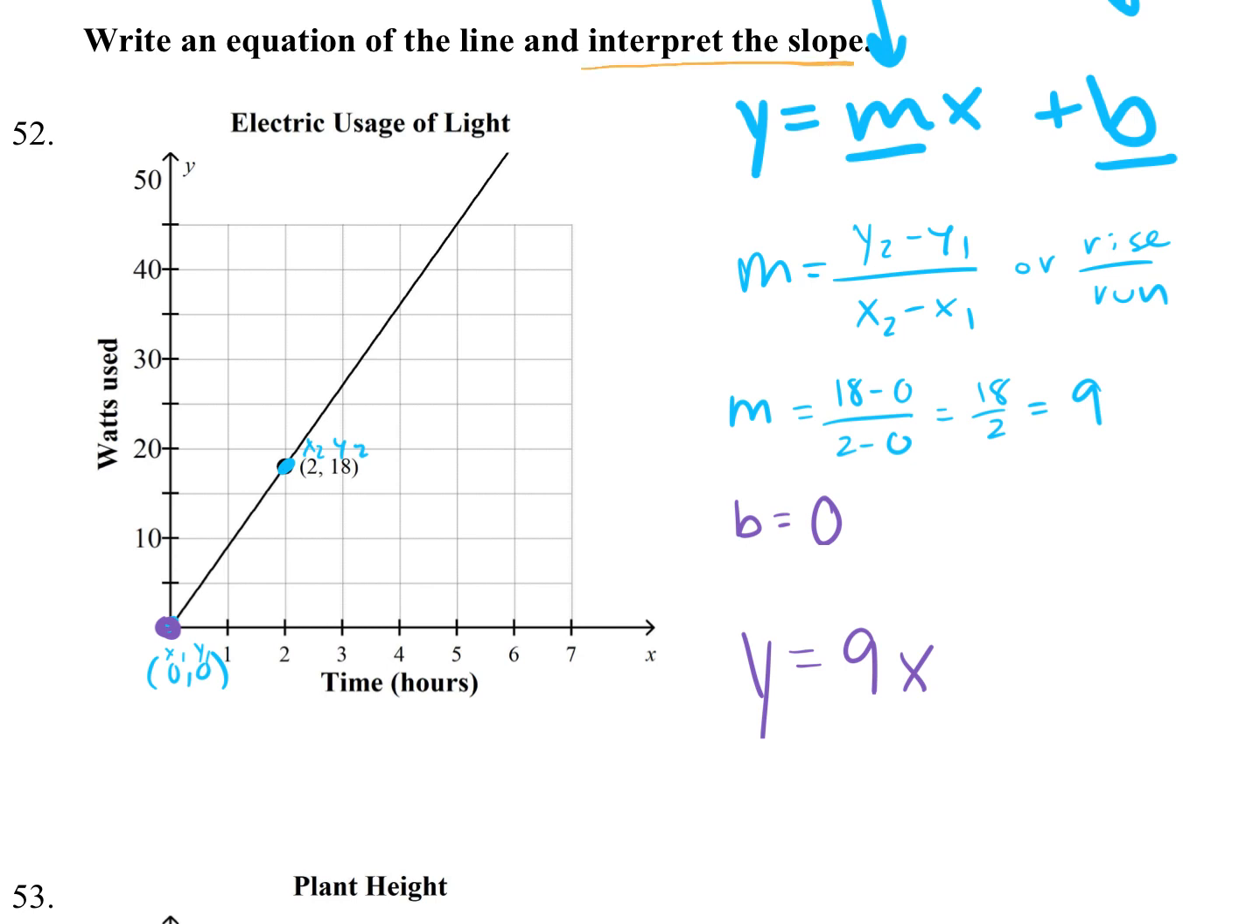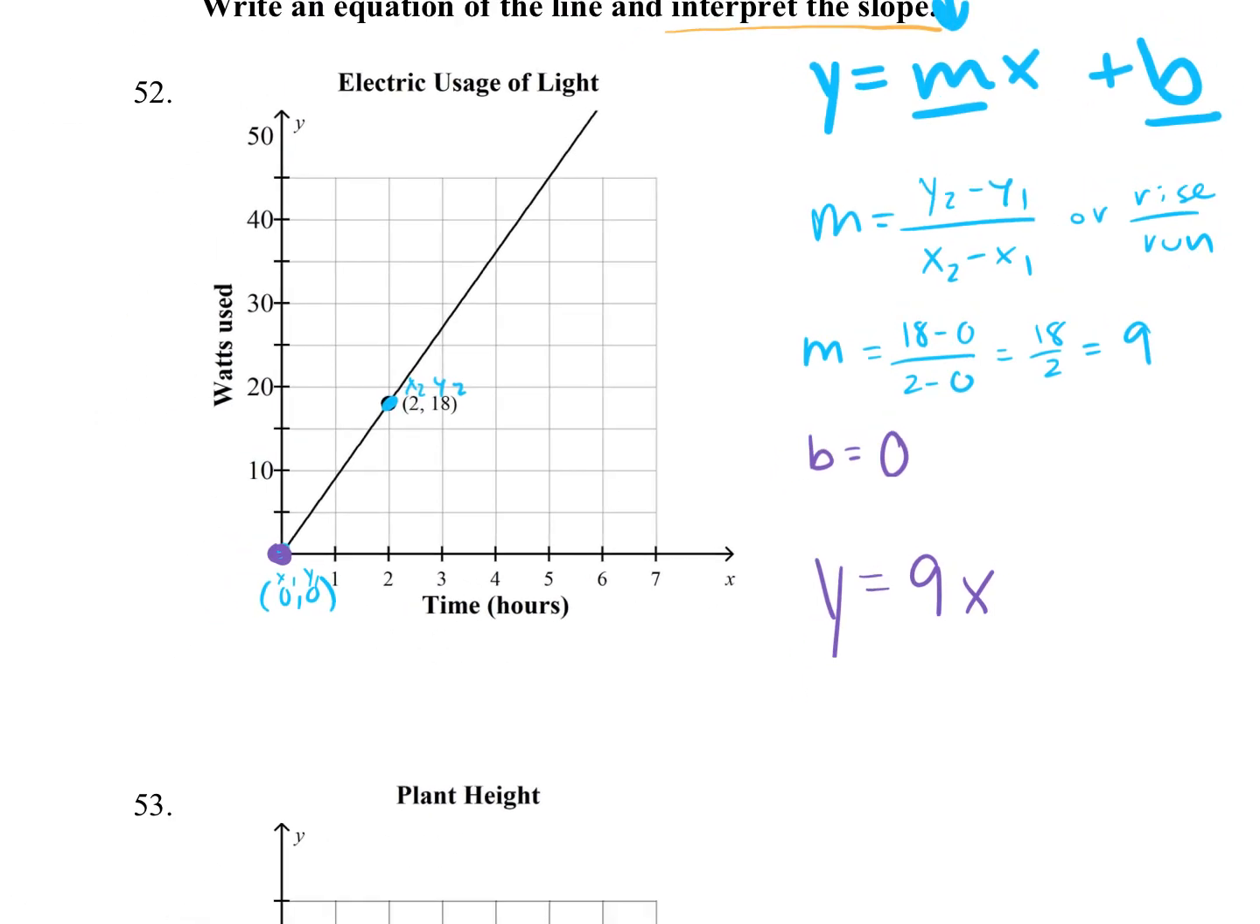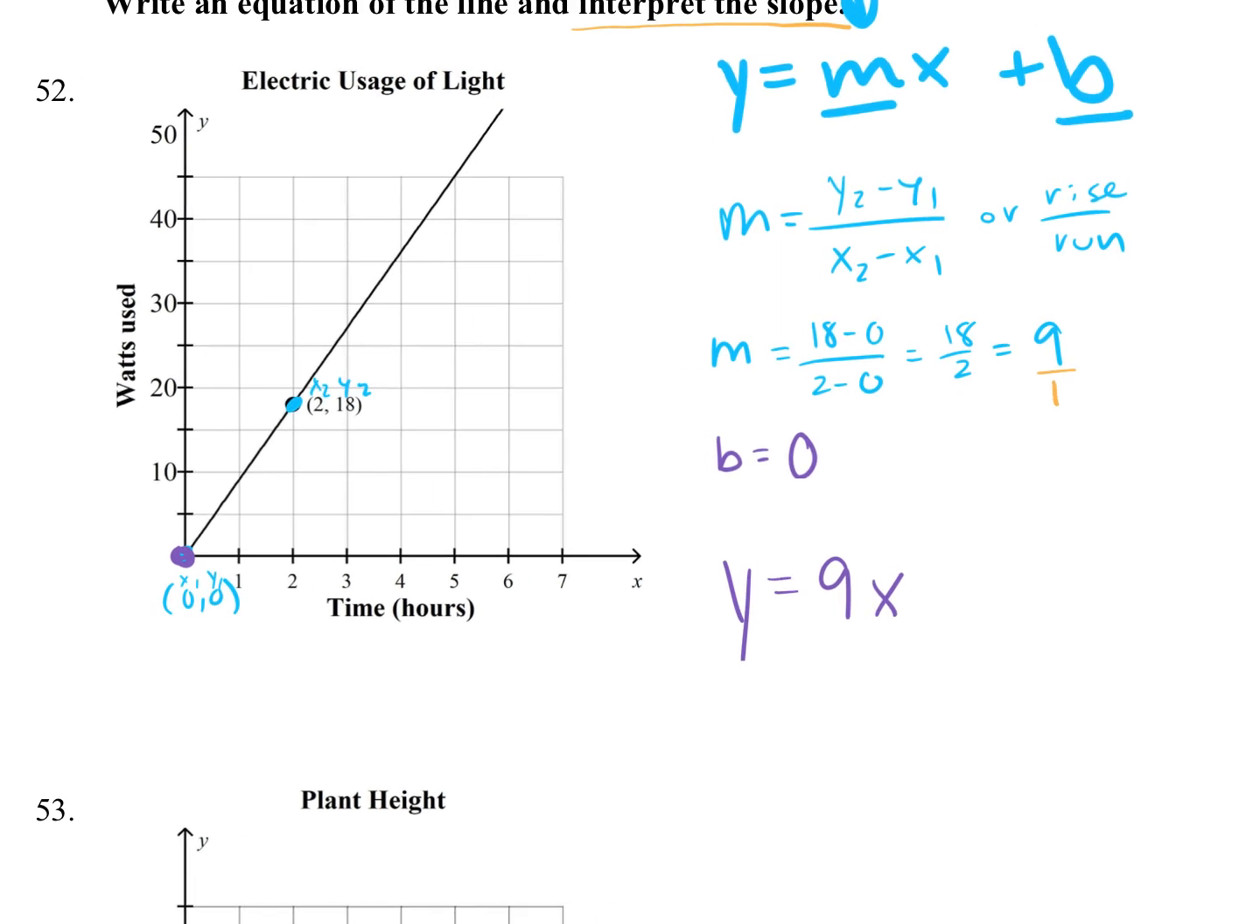Last thing we want to do is interpret the slope. So we're talking about watts used in time, in hours. So if this is like 9 over 1, what could I say about the slope? So it's watts per hour. So interpreting the slope would be the electrical usage of light. So light uses 9 watts per hour.